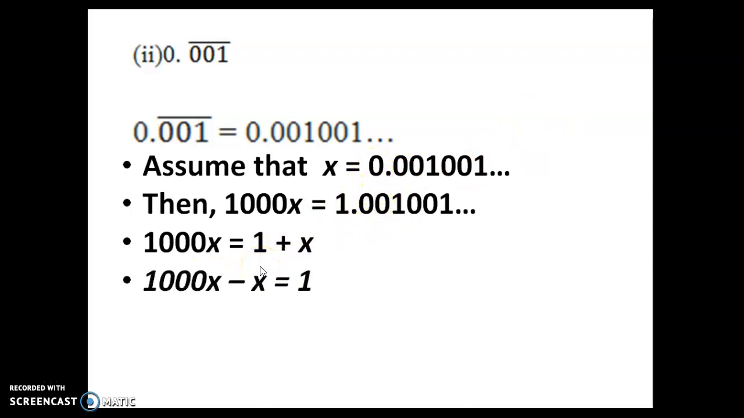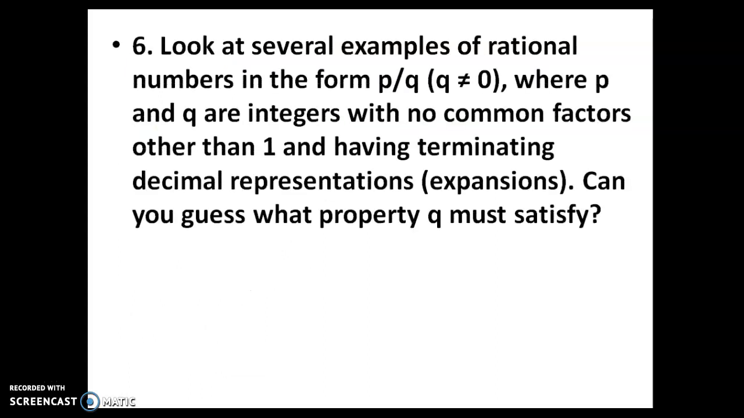Then bring x to the left side of the equal sign, so it will come with a minus. So 1000x minus x is equal to 1, so 999x equal to 1. x is equal to 1 by 999. This is the required decimal in the form p by q. Moving to the next problem. The problems which I didn't work out here, you should work out as homework.